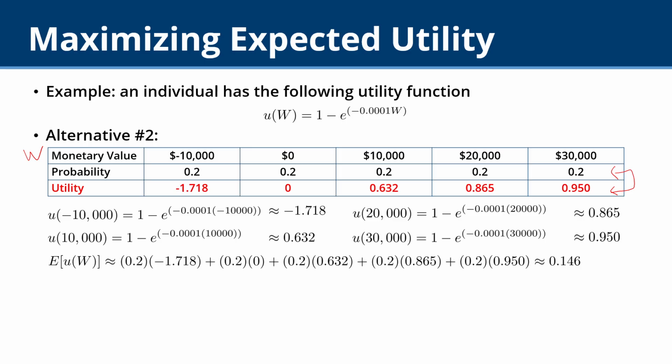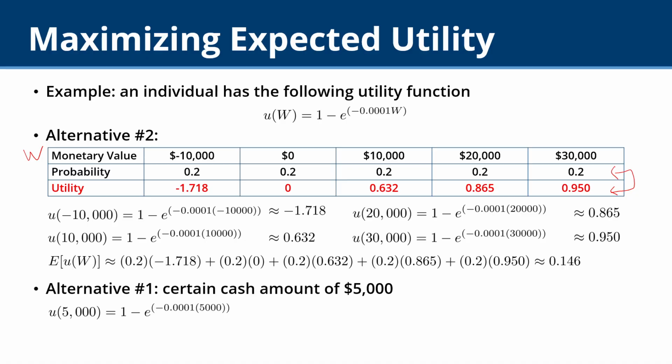Now, what's the other alternative? It's alternative 1. With alternative 1, the decision maker has a 100% probability of getting $5,000. So we again use this monetary value and plug it into the utility function. You plug in $5,000, and we get a value of 0.393.